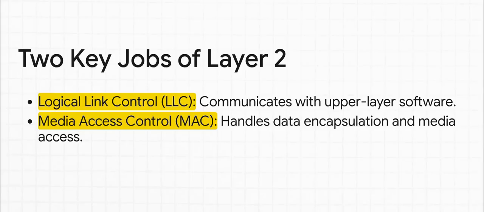Now, our mail carrier here actually has two different jobs, two sublayers. First, you've got the Logical Link Control, or LLC. Think of that as the front office manager. It takes the letter, the data, from the software layers above it. Then you've got the Media Access Control, or MAC. This is the carrier on the street, the one who actually puts that letter in a proper envelope, addresses it, and makes sure it gets delivered.